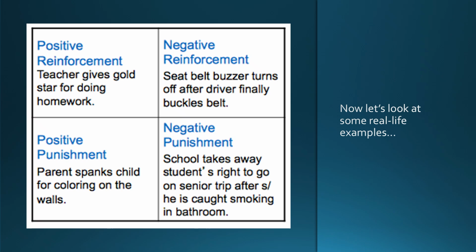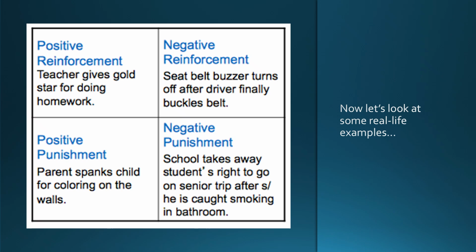So let's look at some real life examples of that. An example of positive reinforcement would be a teacher giving a gold star for doing homework. I'm sure we've probably all had that experience where we were given something positive, something good, so we would repeat that behavior. Negative reinforcement would be a seatbelt buzzer turning off after a driver finally buckles the belt. So it's a relief for that seatbelt buzzer to turn off after you buckle your belt. And we want you to further that behavior of buckling your belt.